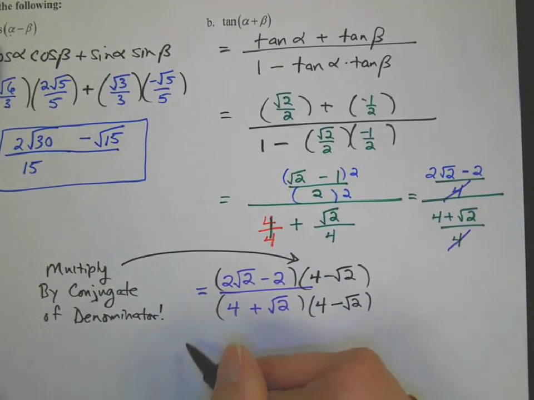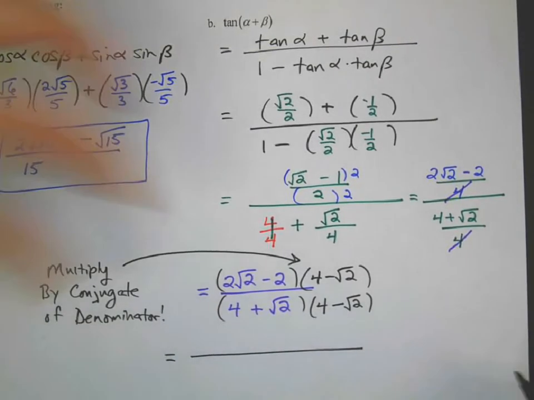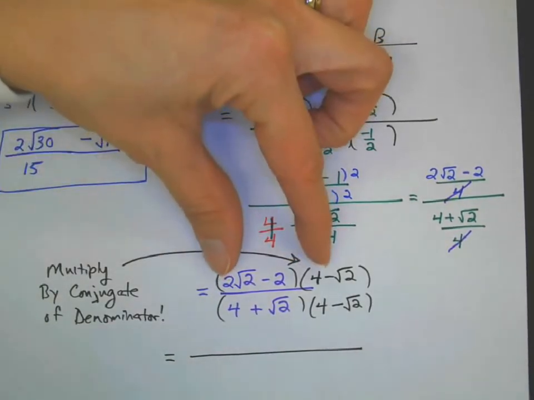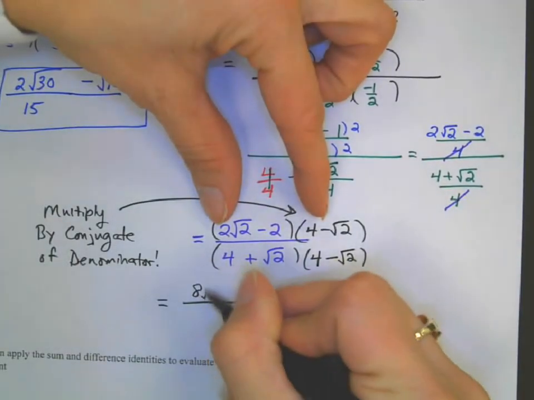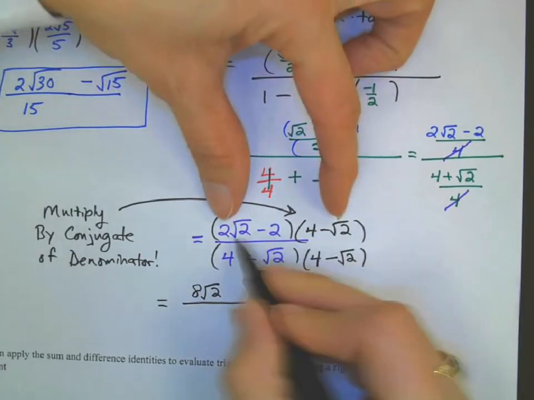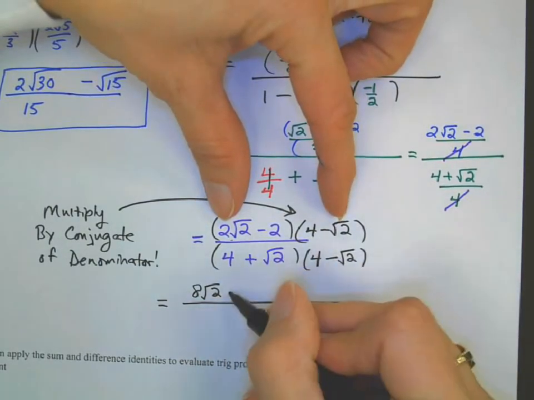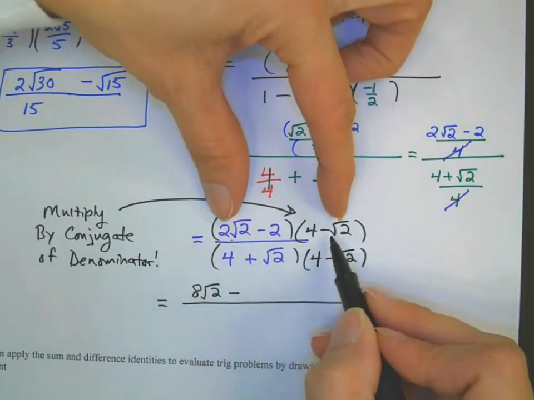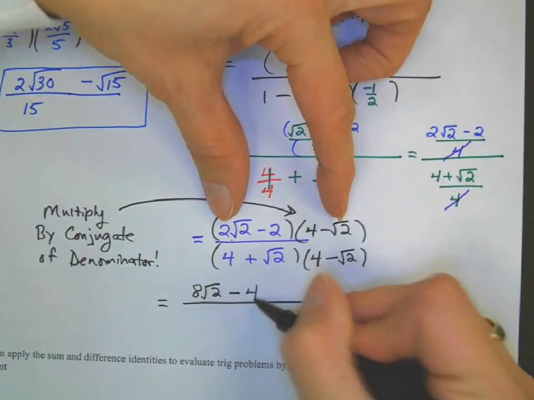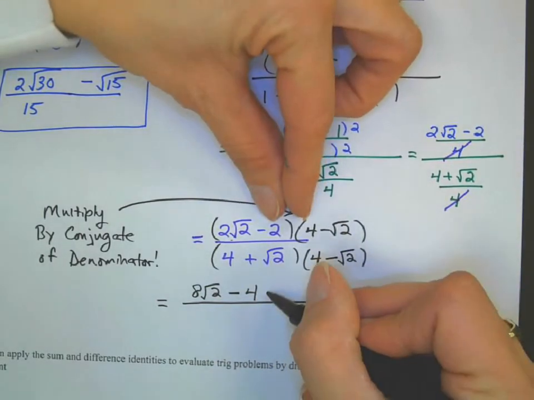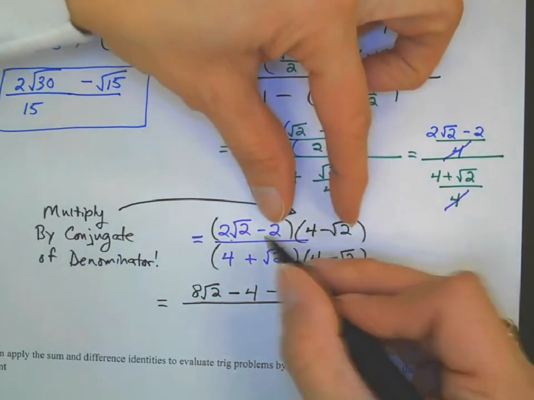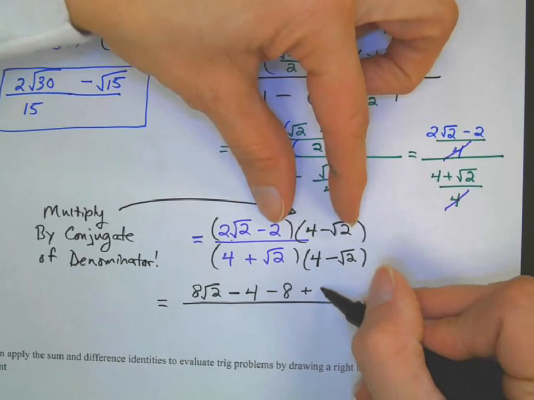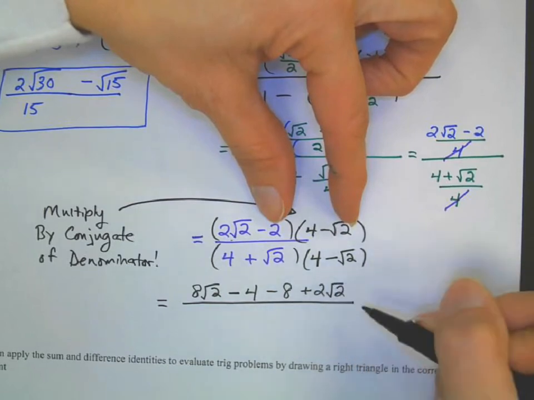And now we have to have good multiplying skills. So where's my fraction bar? Multiply firsts, please. That's 8 radical 2. Outers, that's going to be negative 4. Inners is negative 8. And last, negative times negative is positive 2 radical 2.